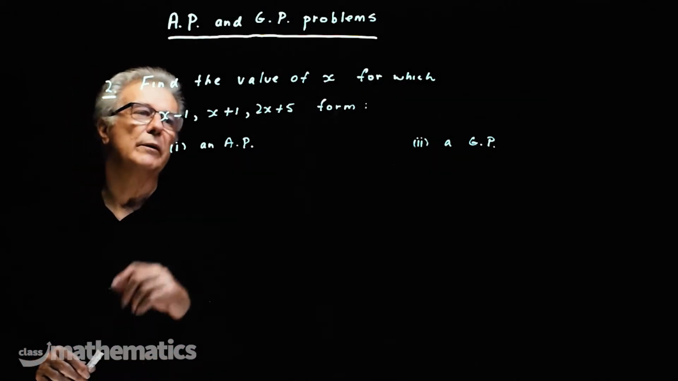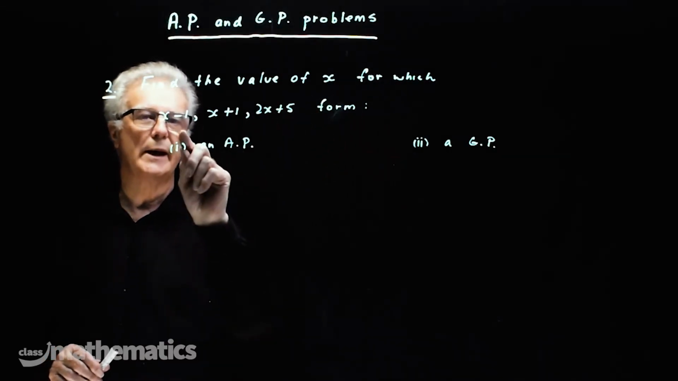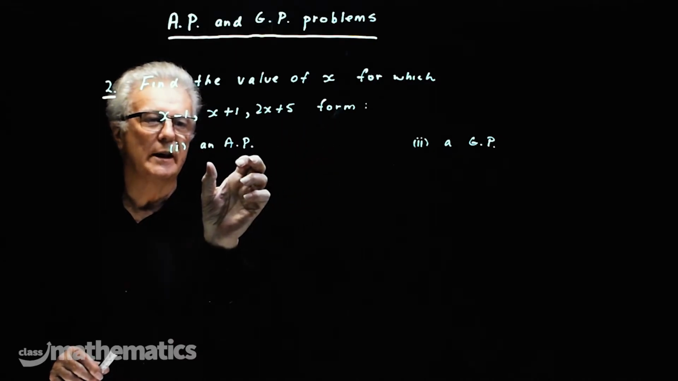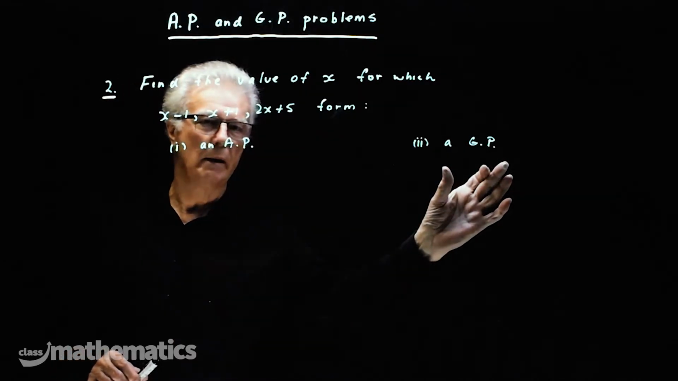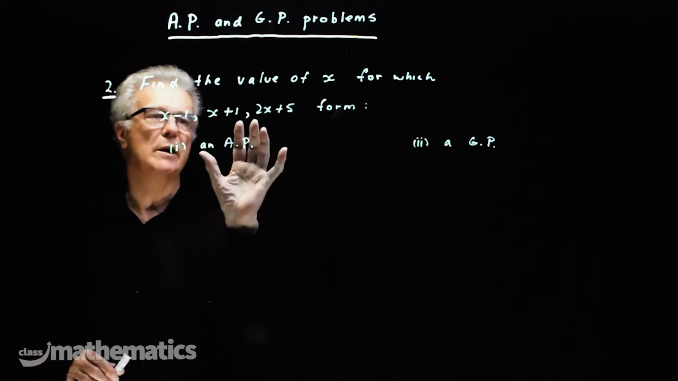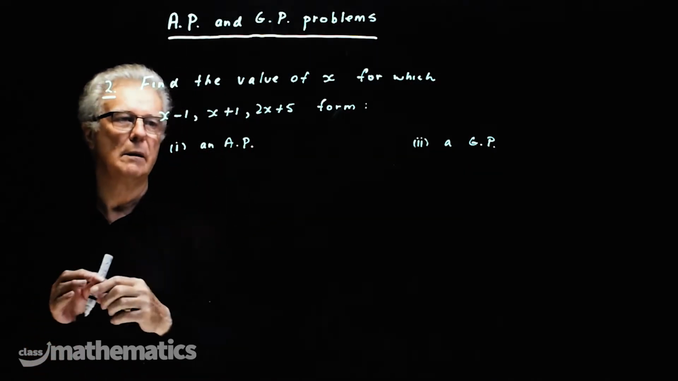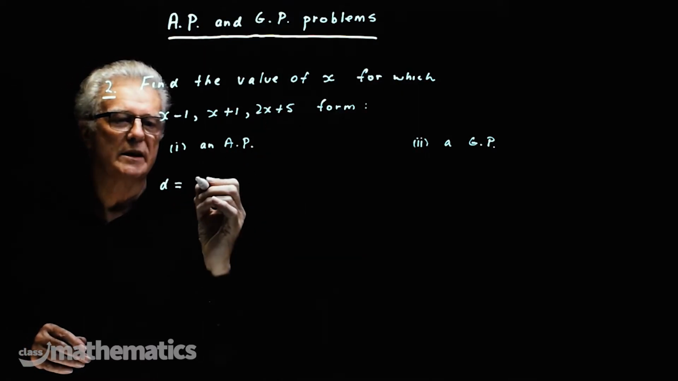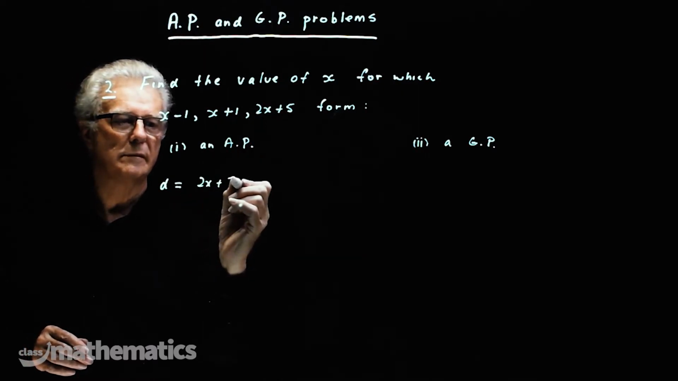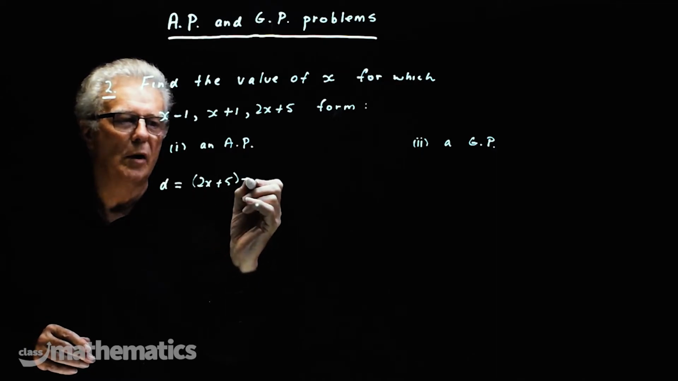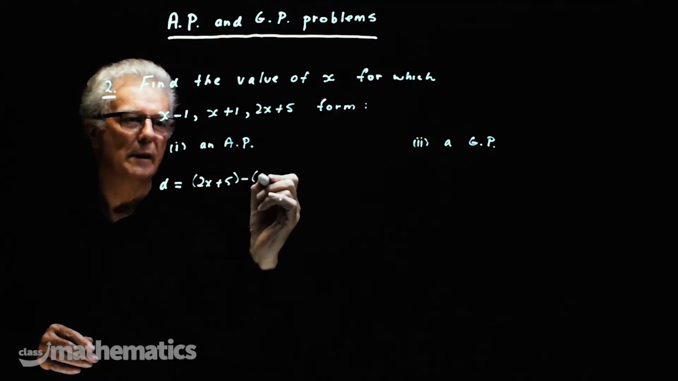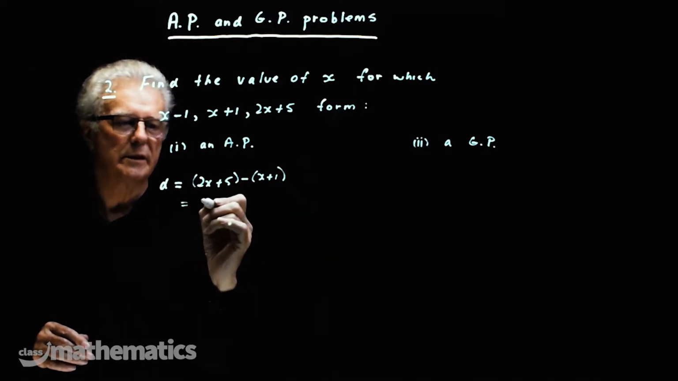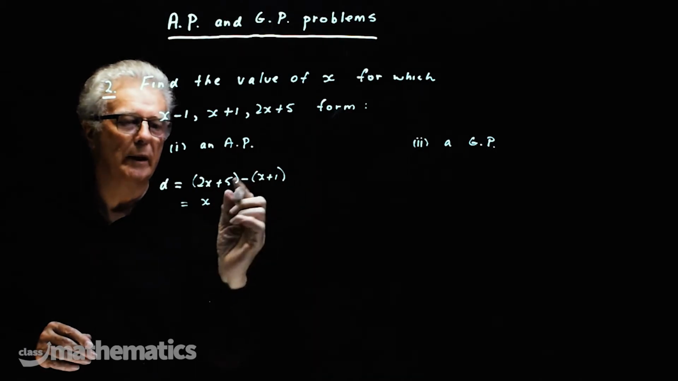In this question we have to find the value of x for which x minus 1, x plus 1, 2x plus 5 form first an AP, then a GP. So what we need to do now is look at the common difference for the AP, and we say that d is equal to this one here, 2x plus 5, minus this one here. And that will give me x plus 4, since 5 take away 1 is just 4.